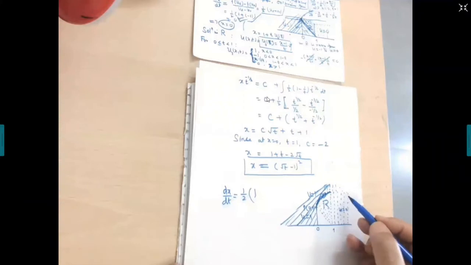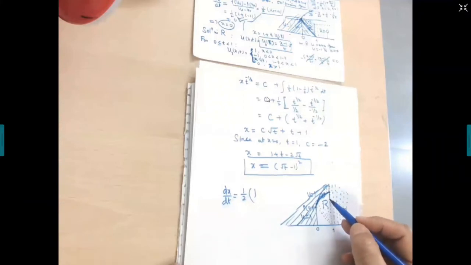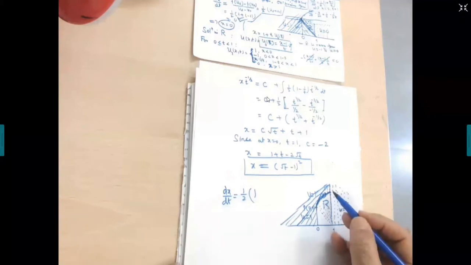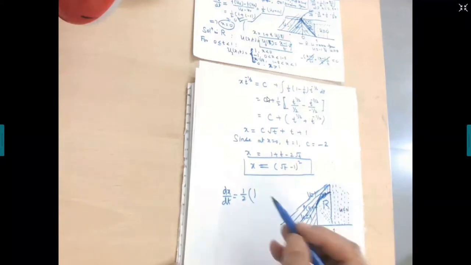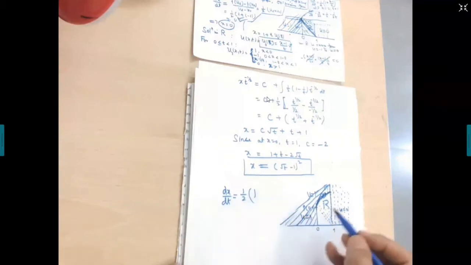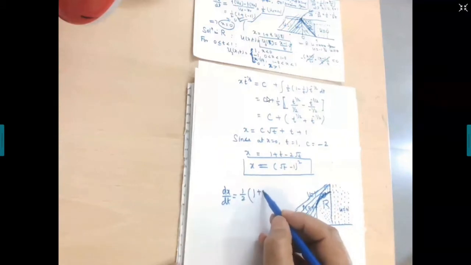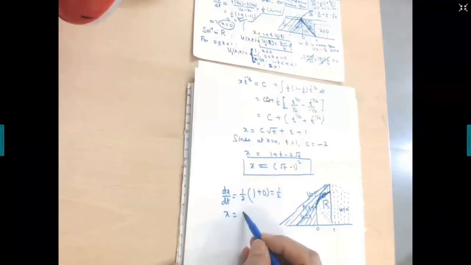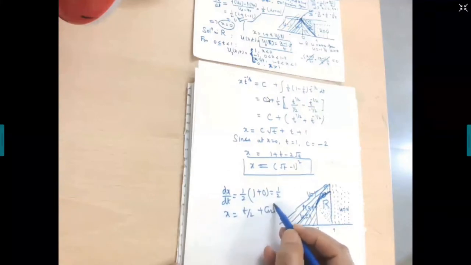Am I right? Yes, sir. And this is the leading characteristic of this family. So this characteristic interacts first, and as soon as it interacts, the situation changes. Here on the left, it is 1, on the right it is 0. So it is half, and you get x equal to t/2 plus some constant.